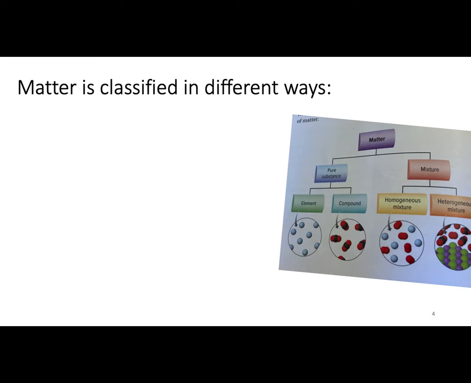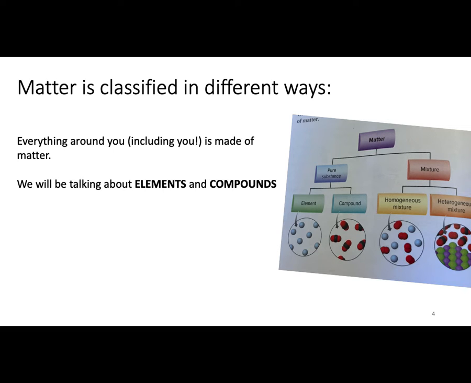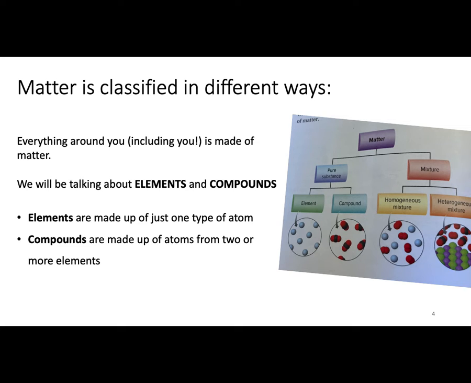So matter is classified in different ways. Everything around you, including you, is made of matter. We're going to be talking about elements and compounds in this class, which you can see from the picture on the right are called pure substances. That's because every single particle of that element or compound looks the same. Elements are made up of just one type of atom, and these are the things you see listed on the periodic table. Compounds are made up of atoms from two or more elements.